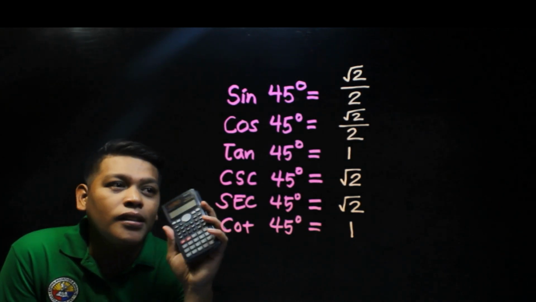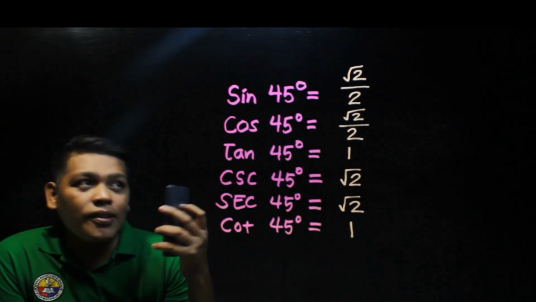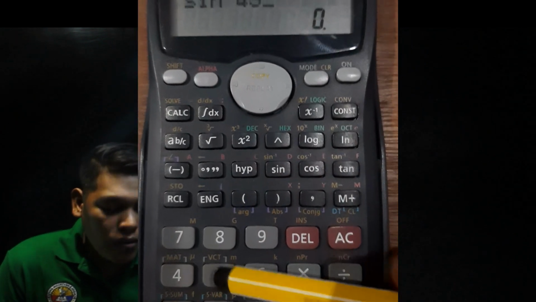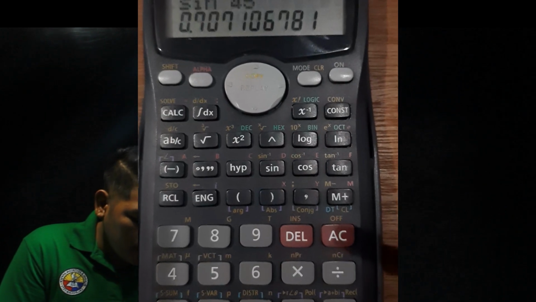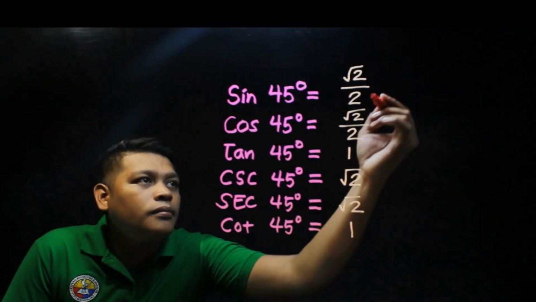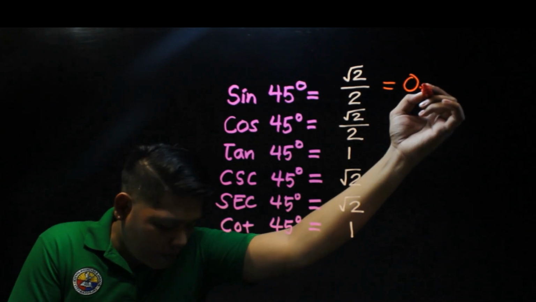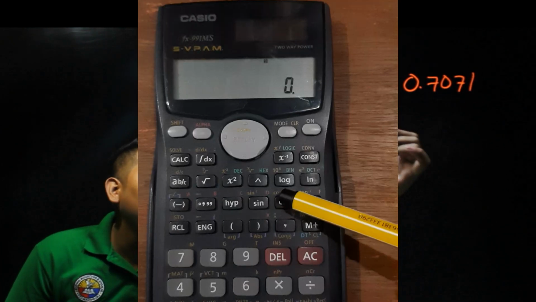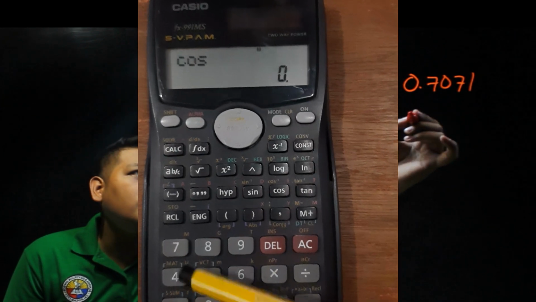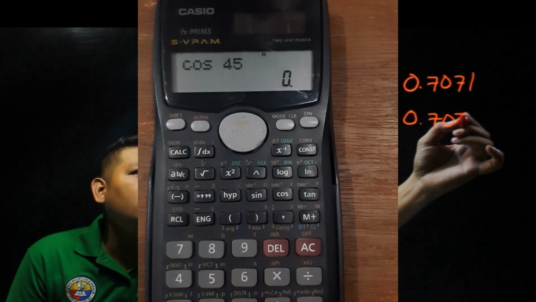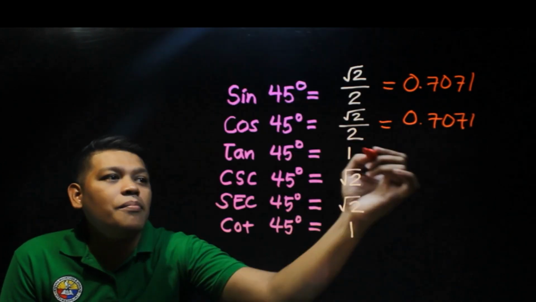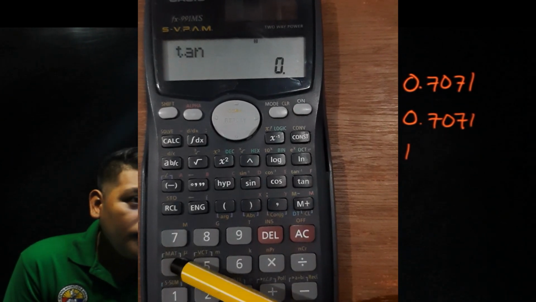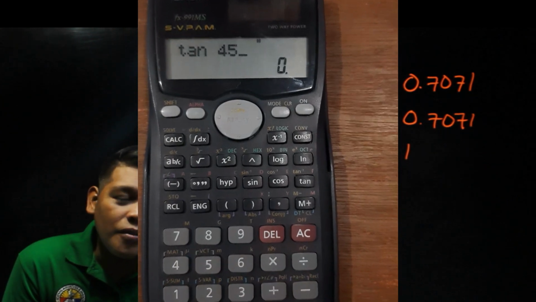So, simpleng calculator lang, no? Sa sine 45 degrees, kung makikita nyo, pipindutin nyo lang yung sine, tapos 45 degrees. Equivalent sa sine 45 degrees, yan ay merong 0.7071. Dito naman sa square root of 2 over 2, kapares lang, 0.7071. Tangent 45 degrees, syempre, equivalent yan sa 1. Kung paano pipindutin sa calculator, makikita mo.